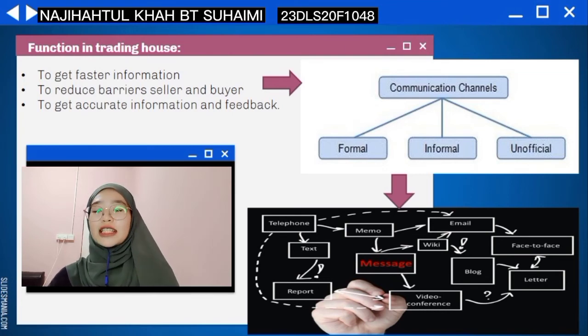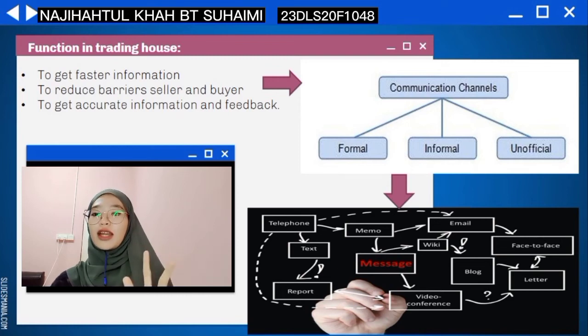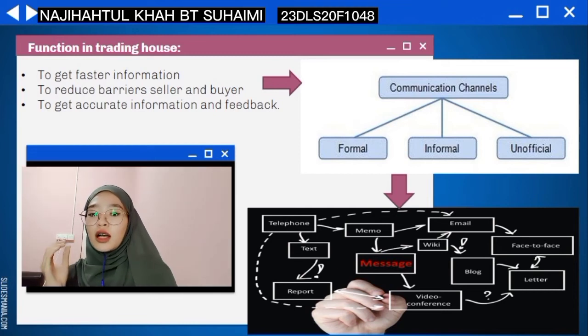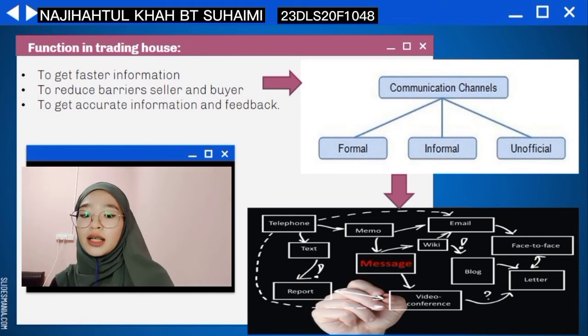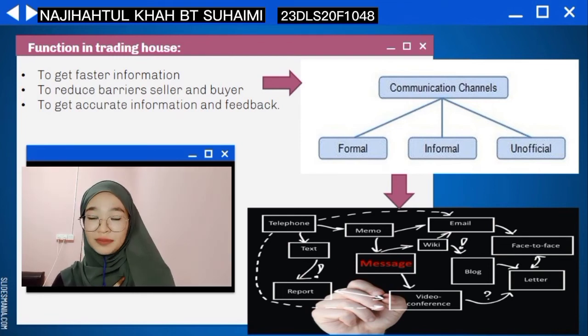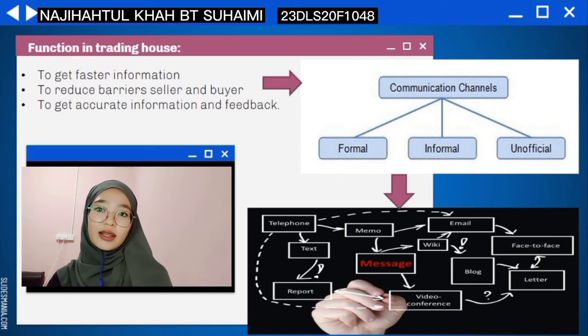First, to get faster information, to reduce barriers between seller and buyer, and to get accurate information and feedback. For these functions in a trading house, technology nowadays helps suppliers and buyers get new information on changes in price and the product. It also makes sellers and buyers able to communicate anytime they want. Also, suppliers can inform buyers of the latest and important information.